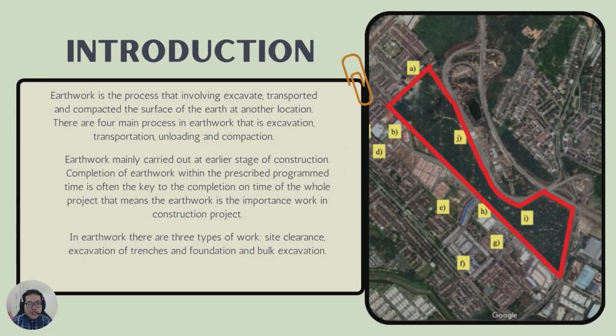So as an introduction, earthwork is the process that involves excavation, transportation and compaction of the surface of the earth at another location. There are four main processes in earthwork, that is excavation, transportation, unloading and compaction. So earthwork is mainly carried out at an early stage of construction. Completion of earthwork within the prescribed program time is often the key to completion on time of the whole project. That means the earthwork is an important work in a construction project.